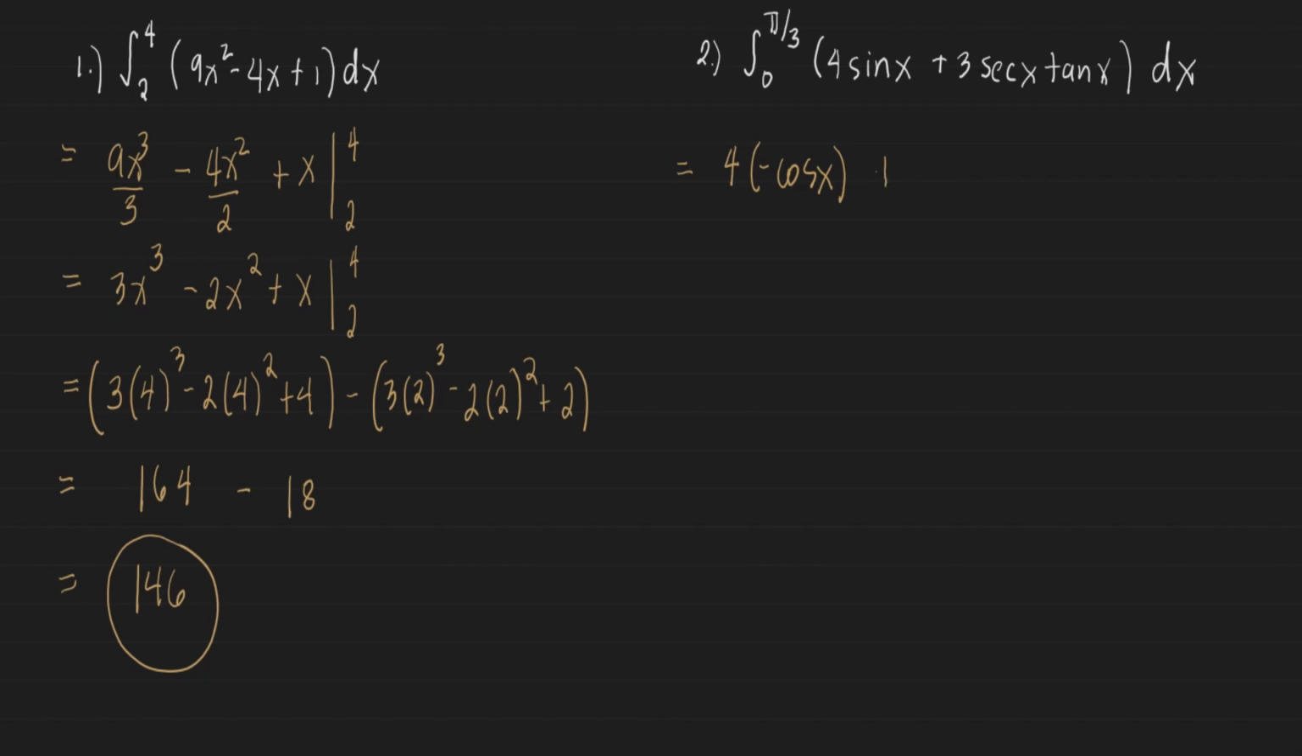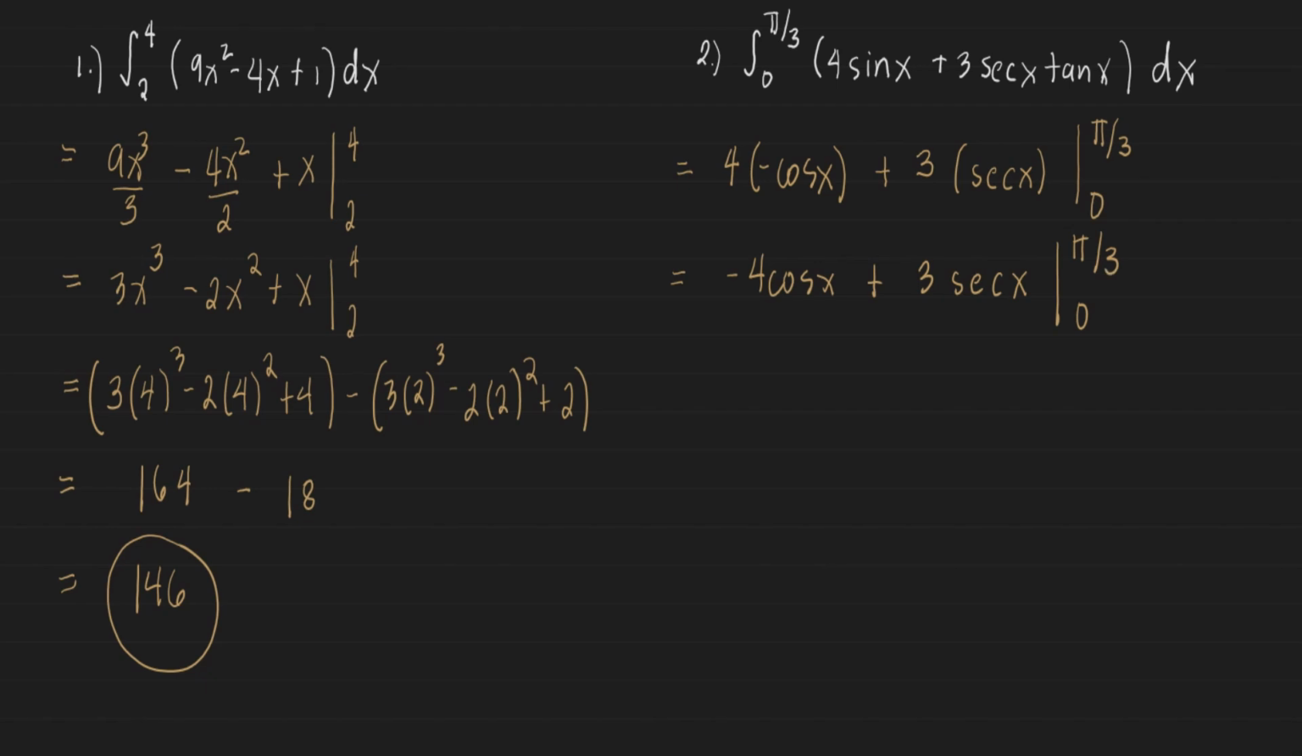We don't need to use a substitution rule because our trigonometric functions here are just basic in form. So for the second term, we just copy 3. We already have a formula for secant x tangent x, and that is secant x. So we want to evaluate this from 0 to pi over 3. Let us simplify this first. 4 times negative cosine x is negative 4 cosine x. And then 3 times secant x is just 3 secant x. So again, we evaluate this from 0 to pi over 3.